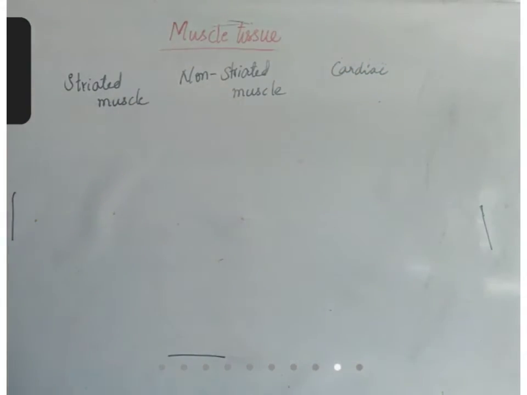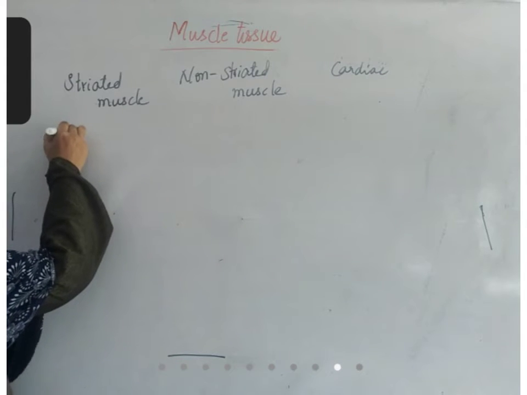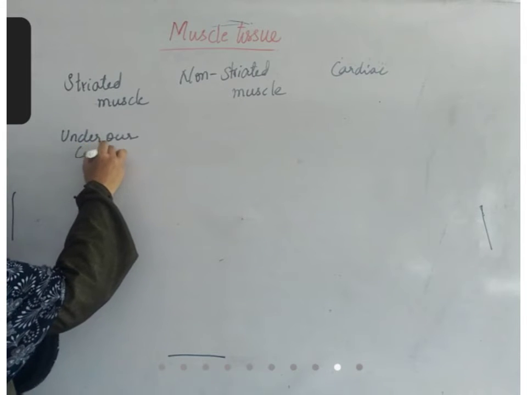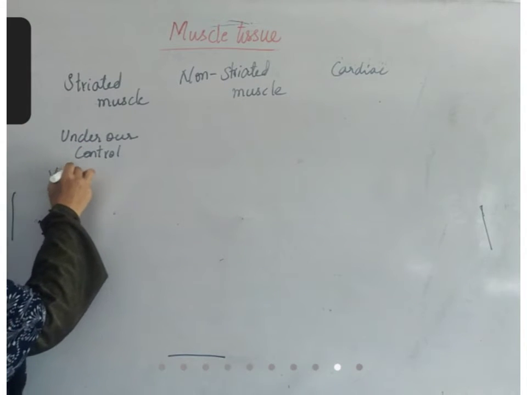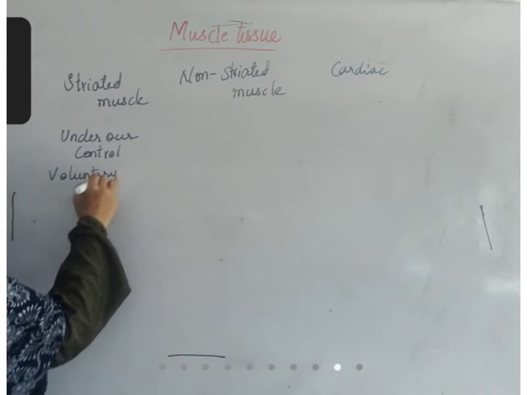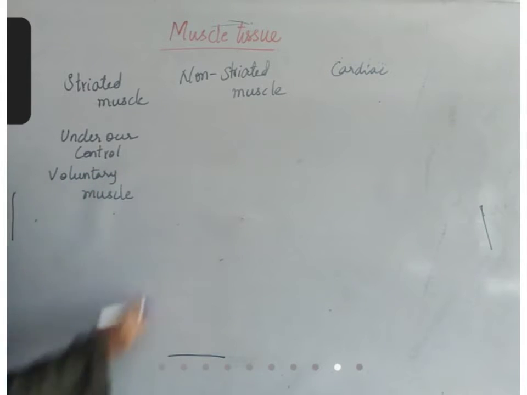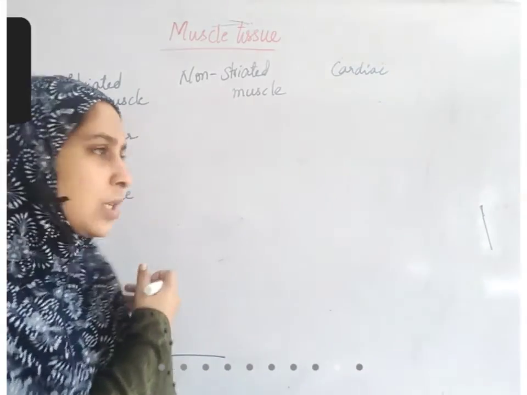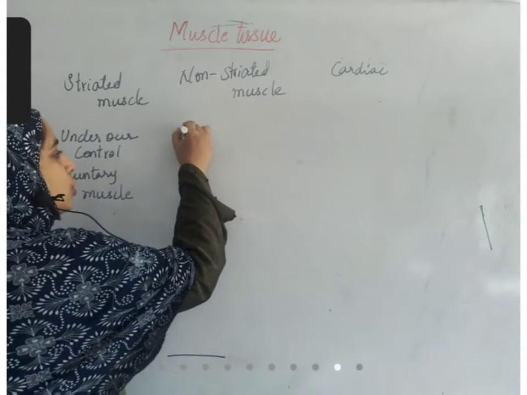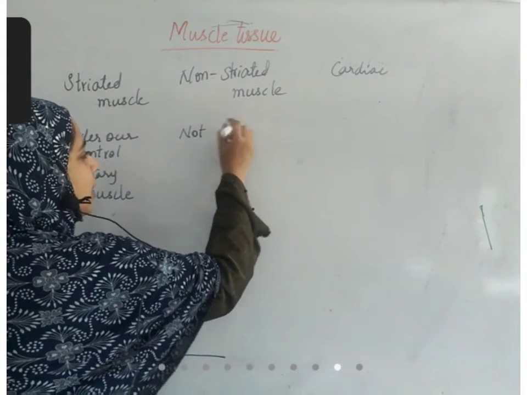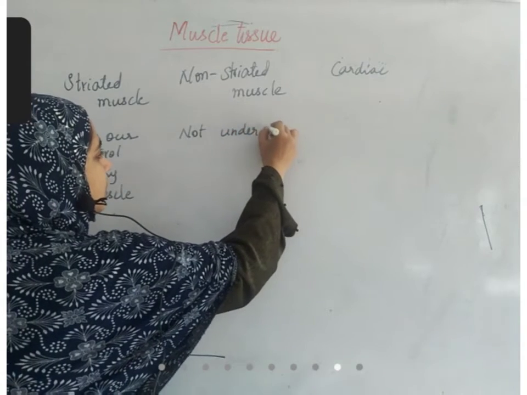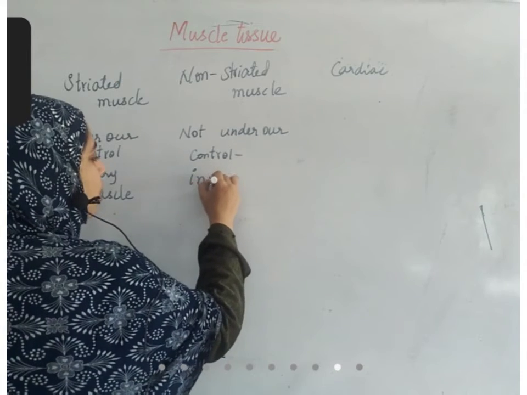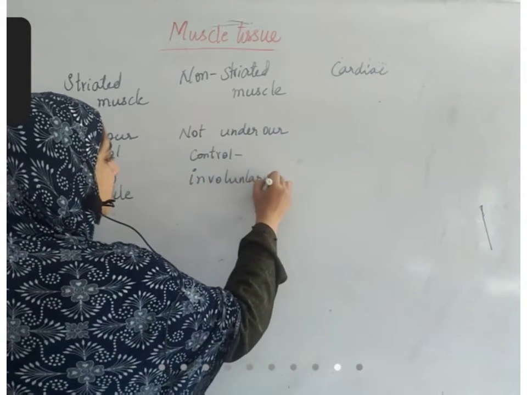Now, is skeletal muscle voluntary? Yes, it is under our control. When we want, we can move; when we want, we can stop. So it is a voluntary muscle. Next, non-striated muscle. Can you ask your digestive system to start digestion or stop digestion? It's not under our control, so it is an involuntary muscle.